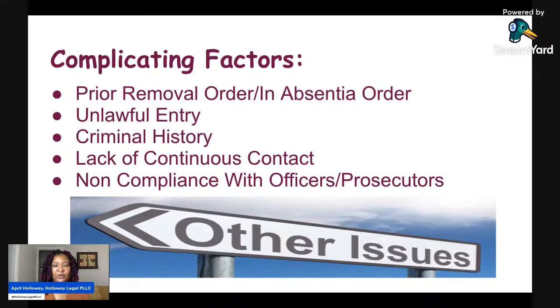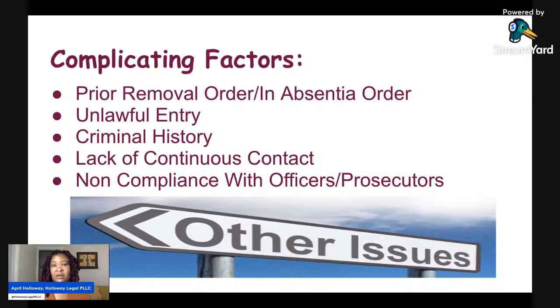So that's a removal order. An in absentia order is you were requested to appear in immigration court, you did not go to immigration court, you were ordered removed without going. So if you have a prior removal order or an in absentia order, you can still go forward with the U visa process. However, once it's complete, you're going to have to go back to the court.